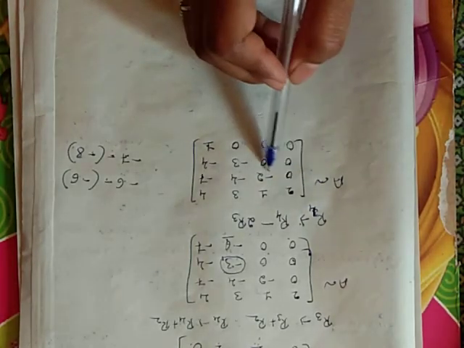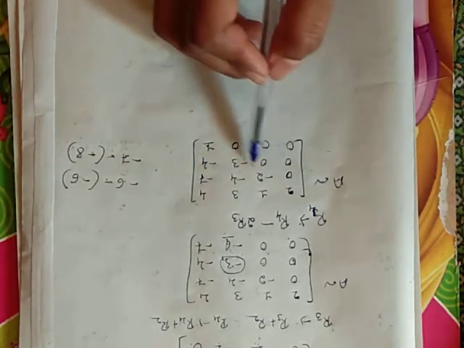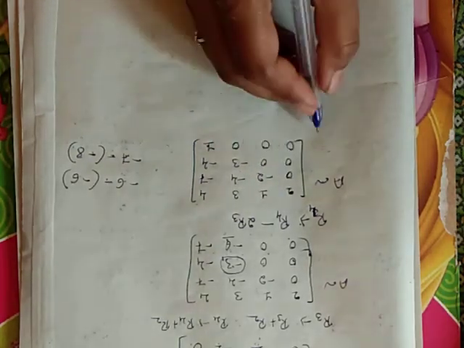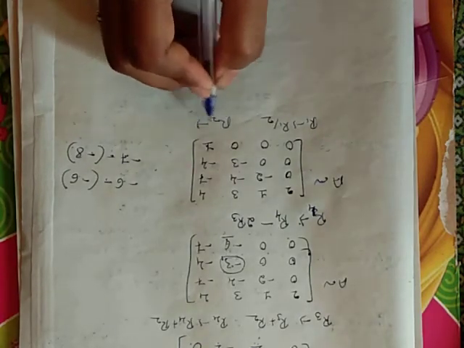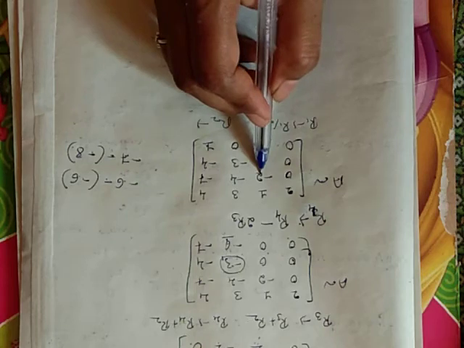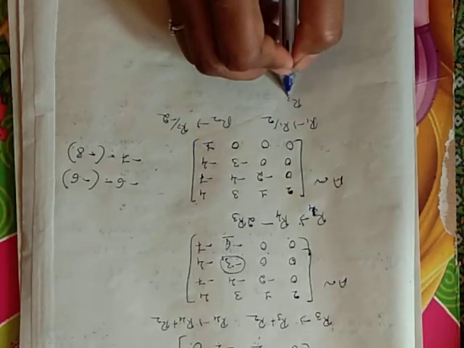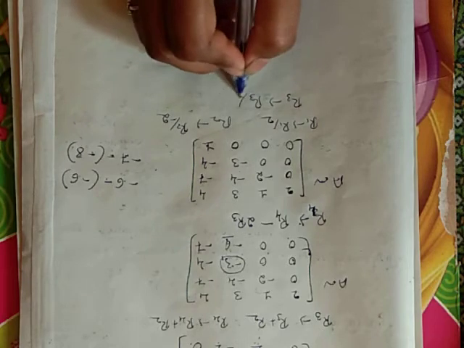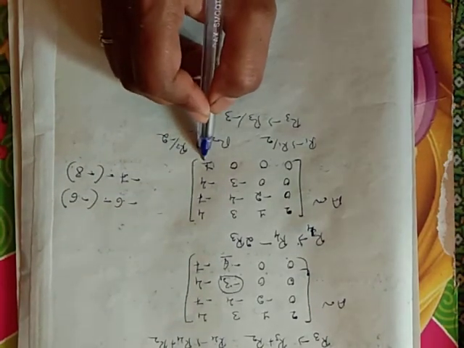Now we have to make all the leading terms 1. To convert all the leading terms to 1, here it is 2 divided by 2, so R1 tends to R1 by 2. Now R2: here it is minus 2 divided by minus 2, R2 by minus 2. Now R3 tends to R3 by minus 3. And here it is already 1, so no need to convert it.